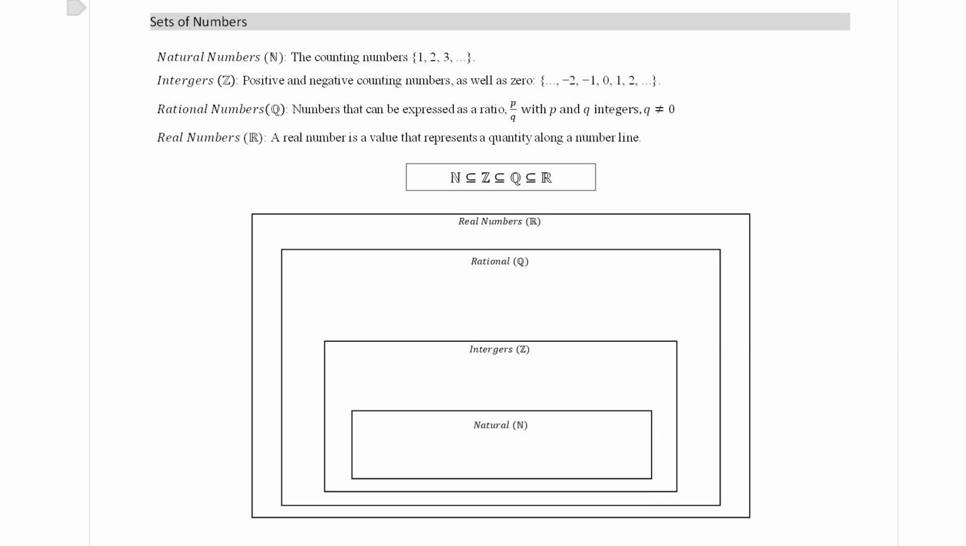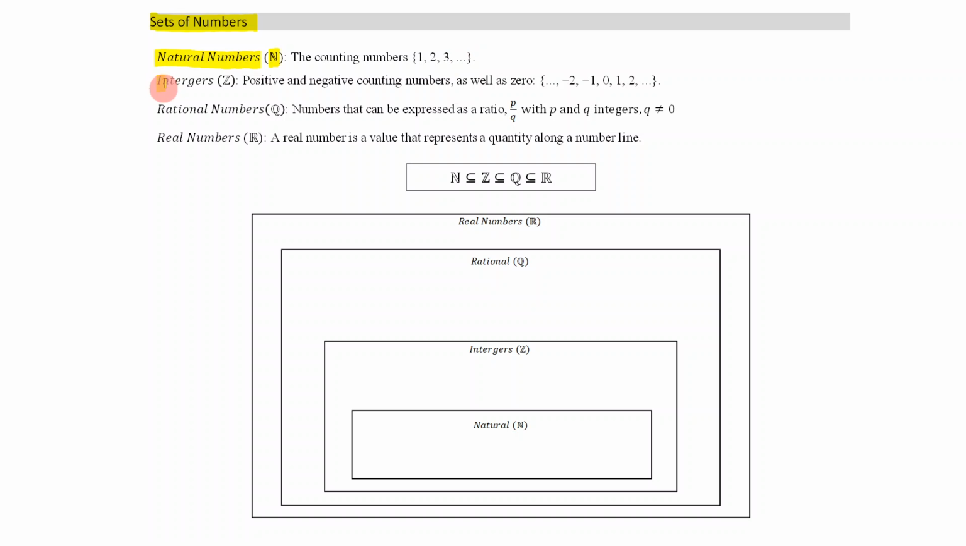So what we're going to consider now are sets of numbers. The first one that we're going to encounter are our natural numbers, which is denoted with the fancy N here. And these are just your counting numbers. So it's just 1, 2, 3, 4, 5, 6, and so on. So numbers that you encounter in the real world.